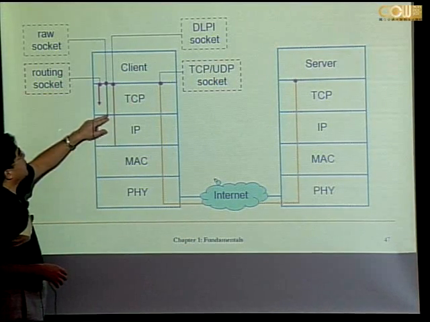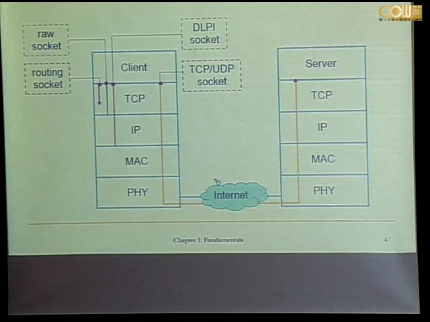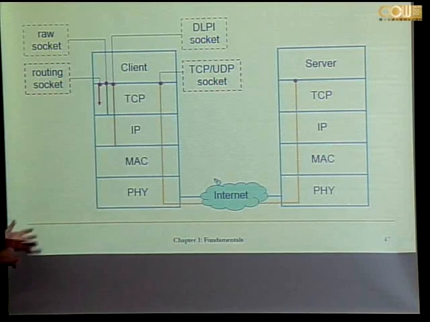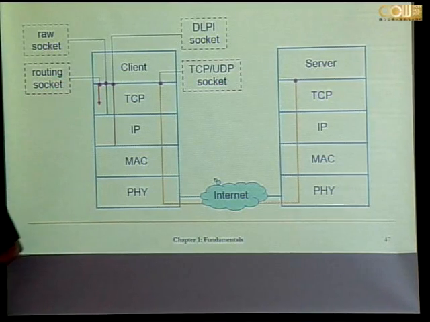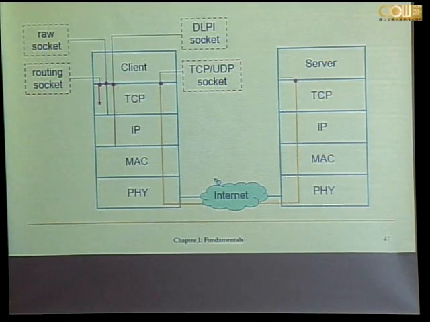And some applications do need to bypass TCP, but do not need to bypass the IP layer. For example, a tool called tracepath or traceroute. They need to access the IP header by setting the TTL field in the IP header. Then it would need to access the IP layer directly. Okay. And there's another interface called routing socket that would enable you to access the kernel structures.